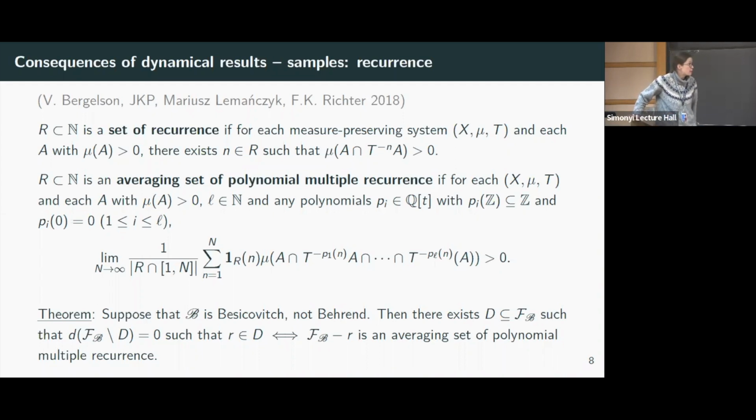So suppose we have this B. Then if you look at the set of shifts of B-free integers, FB minus r, this will be an averaging set of polynomial multiple recurrence for almost every r from FB. By almost every, I mean that there exists a subset of full density such that for r in this set, this holds. And in fact, you can say more precisely what the set D is, but I don't want to do this now.